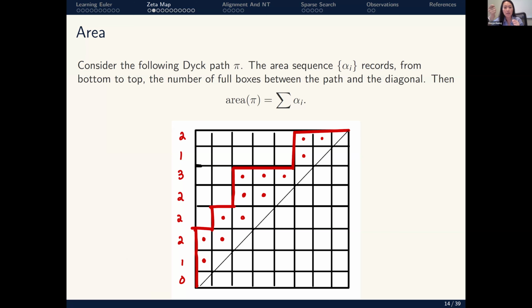In particular, for a Dyck path you can have an area sequence that records, from top to bottom, the number of full boxes between the path and the diagonal. For this one, the first entry in the area sequence is 0, and the second one is 1, and 2, and 2, and so on. The area will just be the sum of all the entries in the area sequence. So it's describing some relationship with the diagonal.